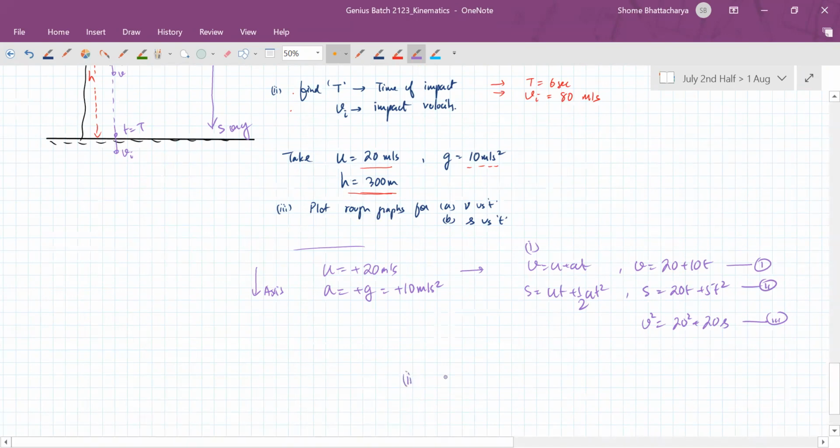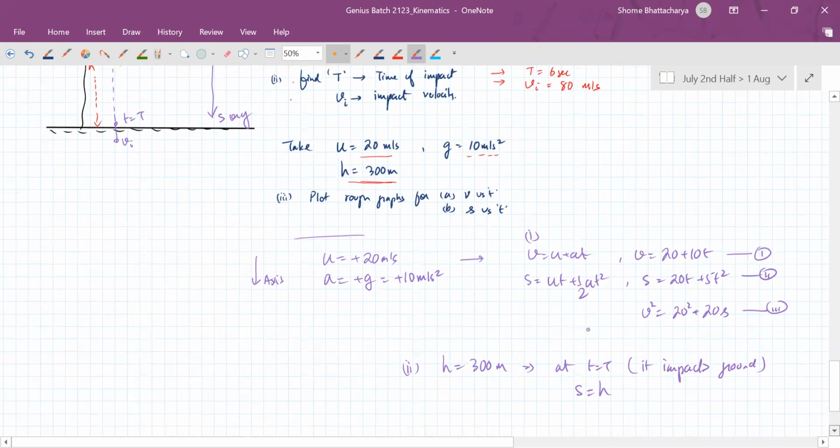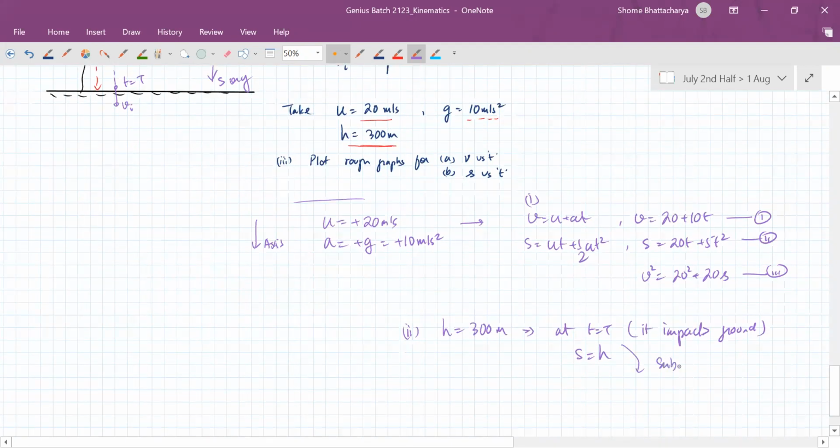Now we can see that the height is given to us as 300 meters. What this means is that at time capital T, it impacts the ground. So that means what should happen? S should become equal to H. So this information is now substituted in which equation? The relation between S and T. That's the second equation. So H should be equal to 20 capital T, or if I write it in parametric form, H should be equal to UT plus half GT square. So in numerical value, it becomes 300 is equal to 20T plus 5T square.